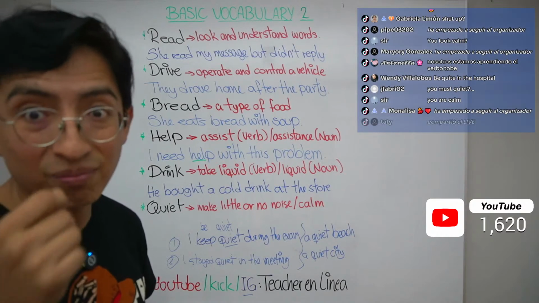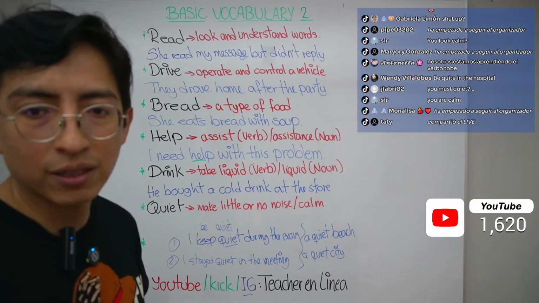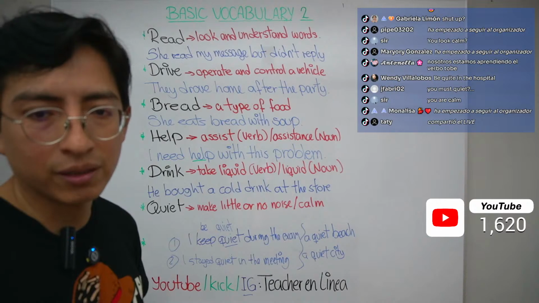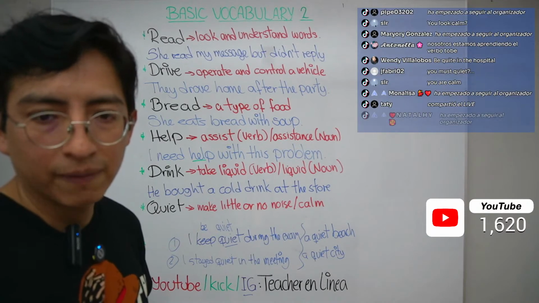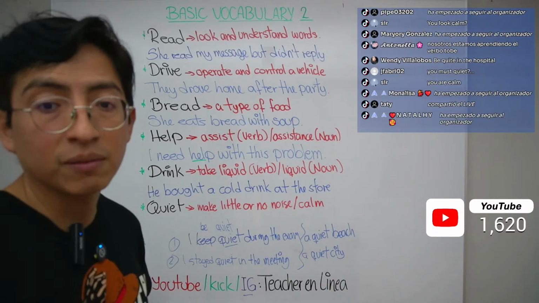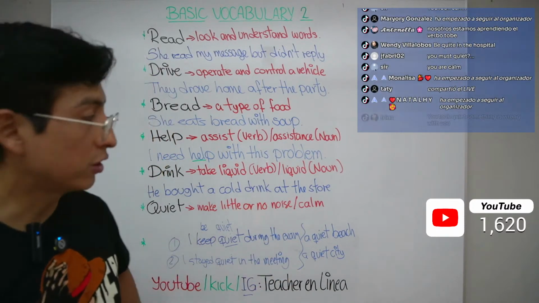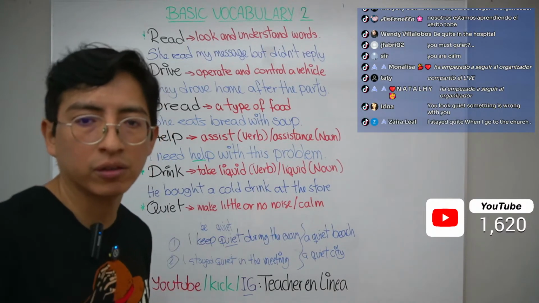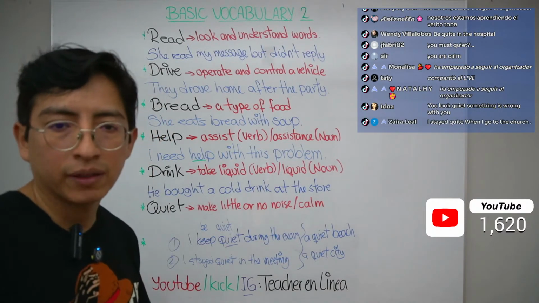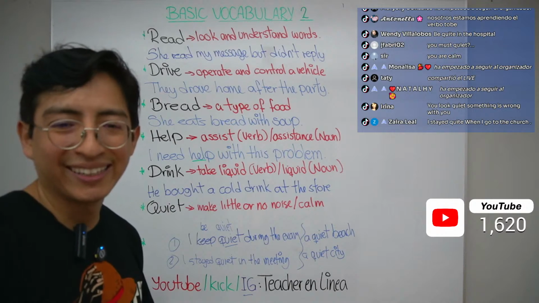I need a quiet house. Okay, very good. You must be quiet in the library. Very good. Very good sentence. You must be quiet. You must be quiet. You have to be calm. Okay. We are learning the verb to be.